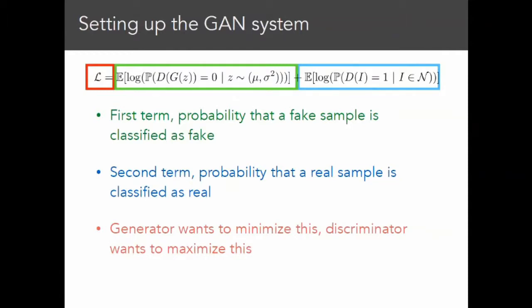We construct a loss with this green term up here, which is basically related to the probability that a fake sample is classified as fake by the discriminator. And then we want to consider the probability that a real image is classified as real by the discriminator as well. This entire system gets minimized by the generator and maximized by the discriminator. As you might imagine, the behavior is not well defined, but these two players are going in direct opposition to each other.